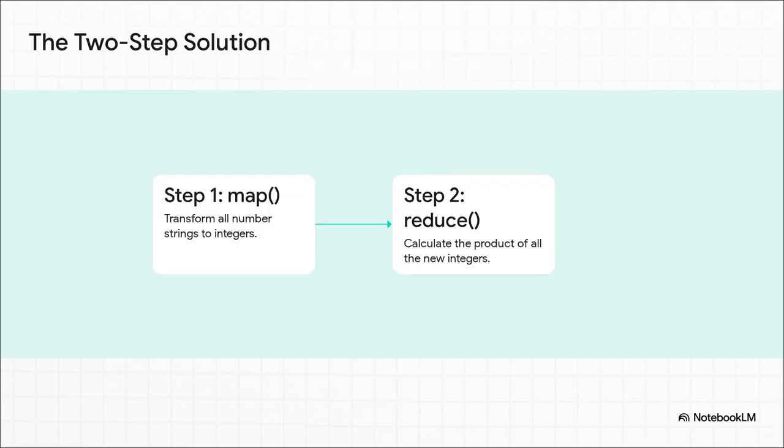Step 1, we'll use our transformer, map, to do that one-to-one conversion, turning every single string into a proper integer. Then, for step 2, we take the result from that and feed it directly into our combiner, reduce, to do the many-to-one job of calculating the final product.